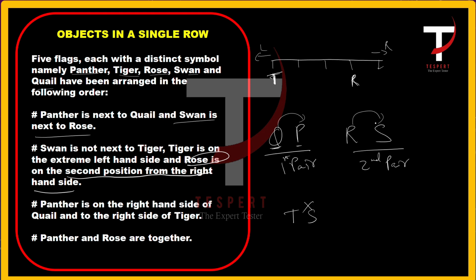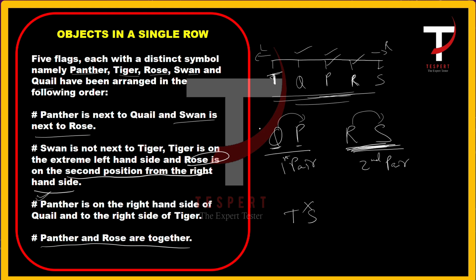As we discussed, R and S is one pair. So R and S form a pair; here R is there, so here S comes. Here Q and P. So P comes immediately after Q, and we have only 2 vacancies left, so we can directly place like this. But we will consider the remaining statements to check whether this is correct or not. Panther and rose are together. Yes, panther and rose are together, that's fine. Panther is on the right hand side of quail.